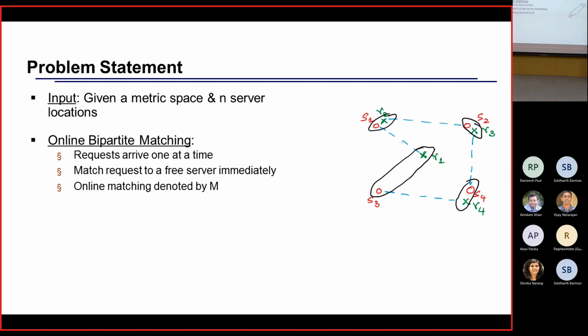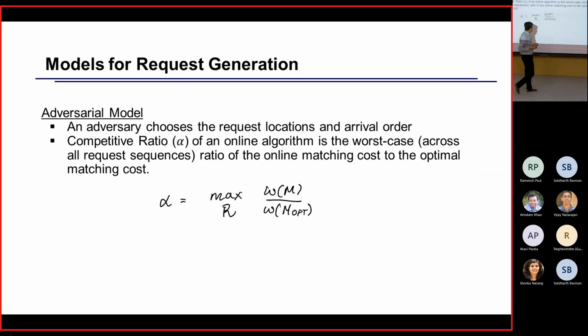In general, when you're designing online algorithms, it's not possible to achieve the optimal. What you're hoping to do is achieve a competitive algorithm, one which minimizes this value alpha, which is simply the ratio of the online matching cost to the optimal matching cost, taken over all request sequences. So you want to make sure that you minimize alpha.